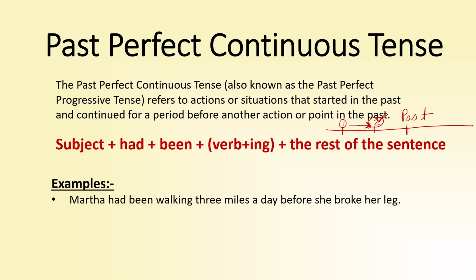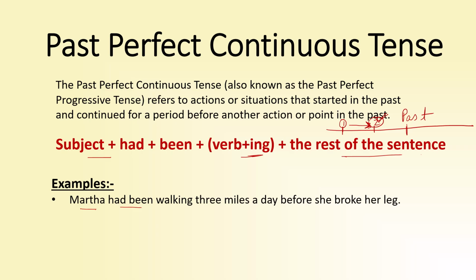For example, the syntax here: subject, had, been, then the ing form of the verb, and then the rest of the sentence. For example, Martha, here is the subject, then had, been, walking, which is the ing form of the verb walk, 3 miles a day before she broke her leg.